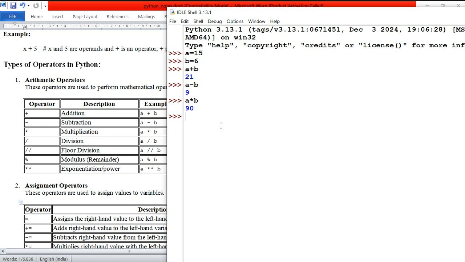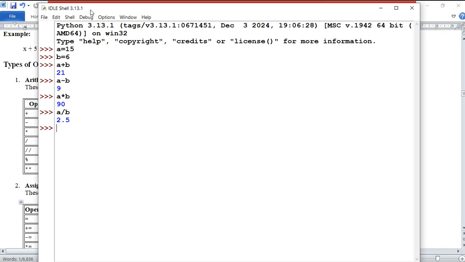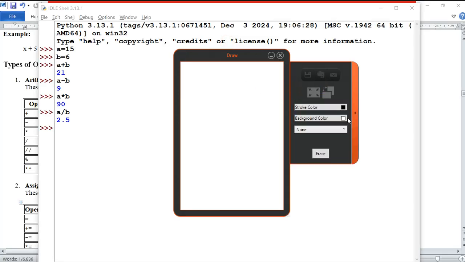Let us assume a divided by b. What is the answer of a divided by b? That is 2.5. So how is it calculated? Let me show you now, please. Let me show you these operators. Let me go with this particular board. Let us take the board here itself. On this only I am going to show you.